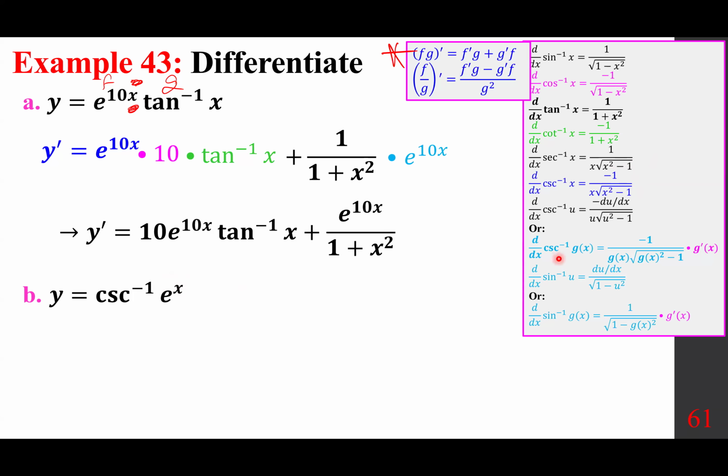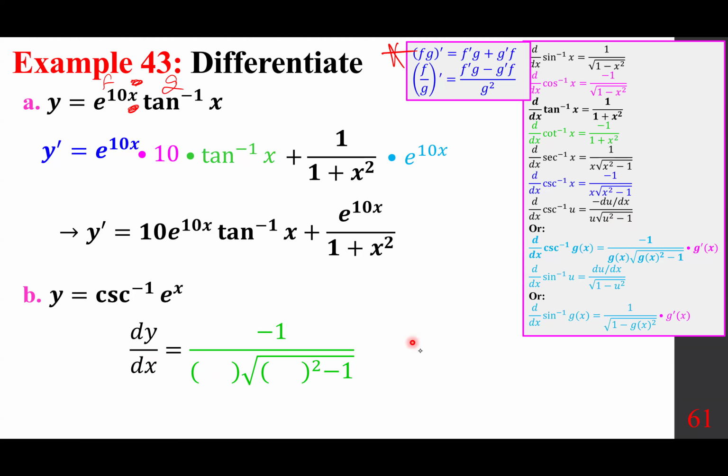So you can go with that and say d dx of cosecant inverse of g of x is negative 1 over, instead of x, now we're going to change it to u or g of x, square root of u squared minus 1, which becomes g of x quantity squared minus 1, and then times g prime of x. So with that being the case, dy dx is negative 1 over what goes in here. Instead of x, it goes e to the power of x. Over here, e to the power of x.